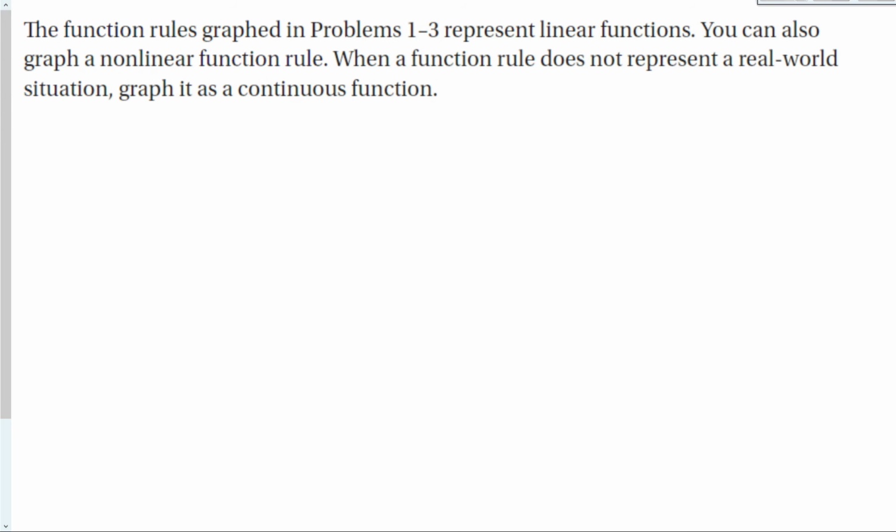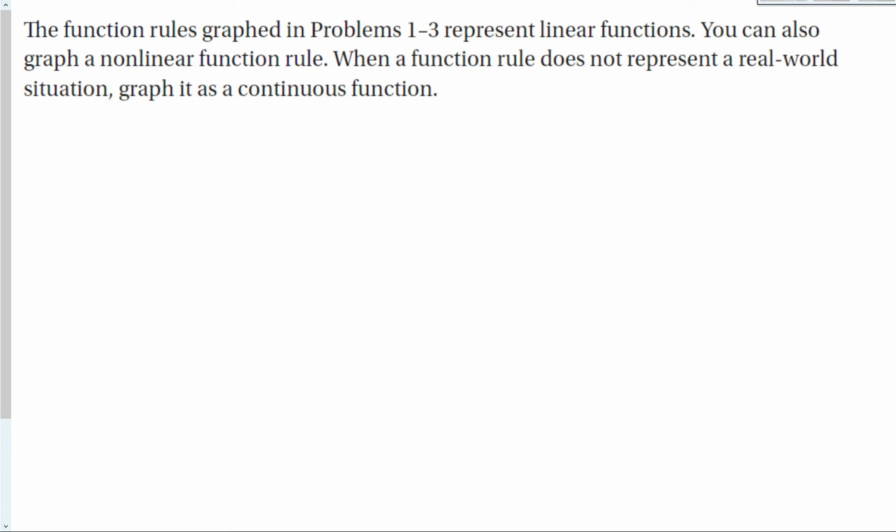So the function rules graphed in problems 1 through 3 represent linear functions. So all the stuff we've done so far has been linear. This technique also works to graph nonlinear functions. When a function rule does not represent a real-world situation, graph it as a continuous function.